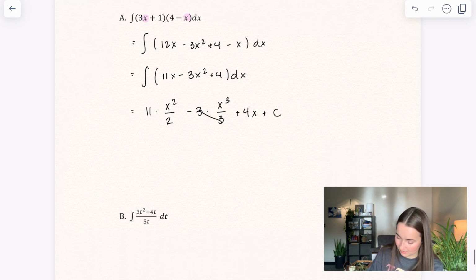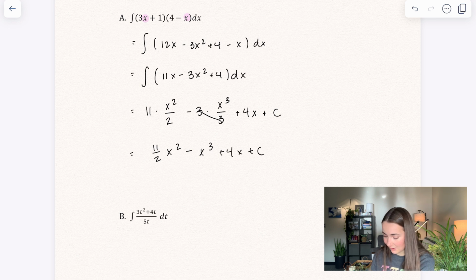And actually, that one simplifies. So if you wanted, you could do that. 11 halves x squared minus x to the power of 3 plus 4x plus c. And that right there is our final solution.